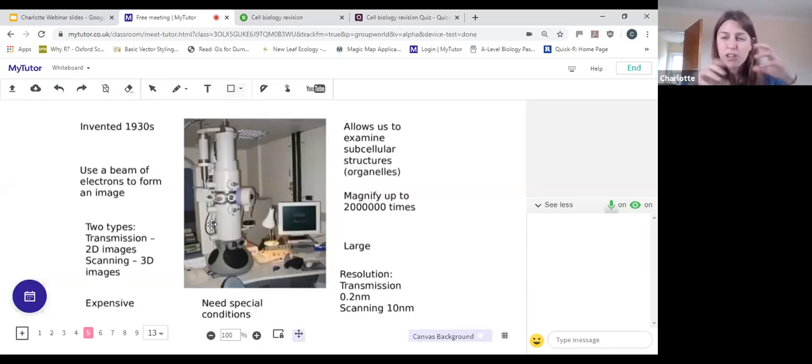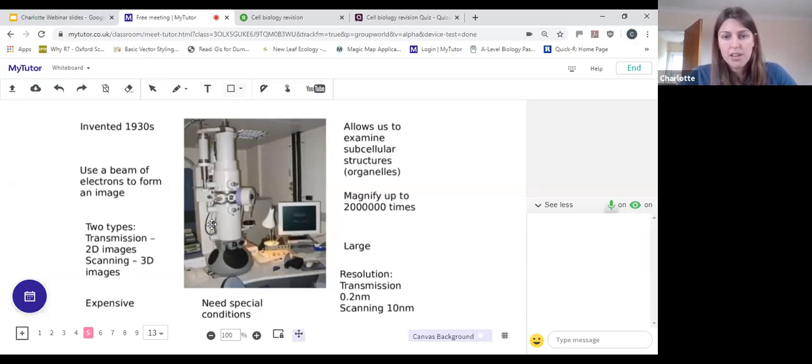But they have huge advantages in that they allow us to examine subcellular structures, i.e. organelles. So when you look through a light microscope, you can often see cells. You can't generally see much more than that. So for example, if you wanted to look at ribosomes, you can't really see them in very much detail in light microscopes. Whereas electron microscopes have really, really good detail.